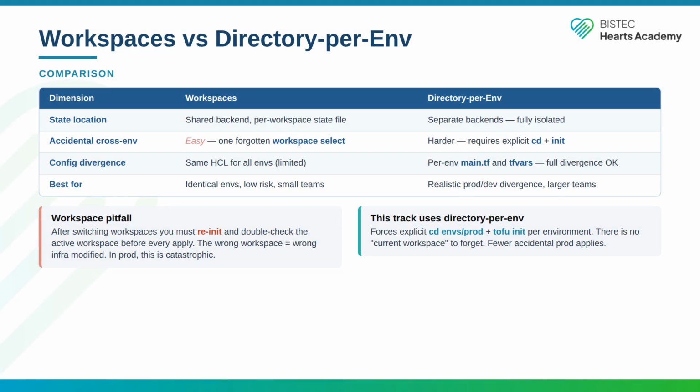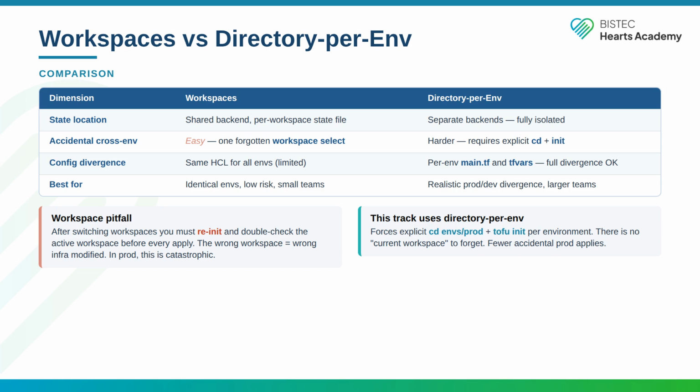OpenTofu workspaces and directory per environment are both patterns for managing multiple environments. This track uses directory per env. With workspaces, you stay in the same directory and run tofu workspace select prod before applying. State files are separate, but the backend configuration is shared. The failure mode: forgetting to switch workspaces before applying. A missed workspace select, followed by apply, touches the wrong environment. In a CI system with shared runners, workspace selection is a race condition.